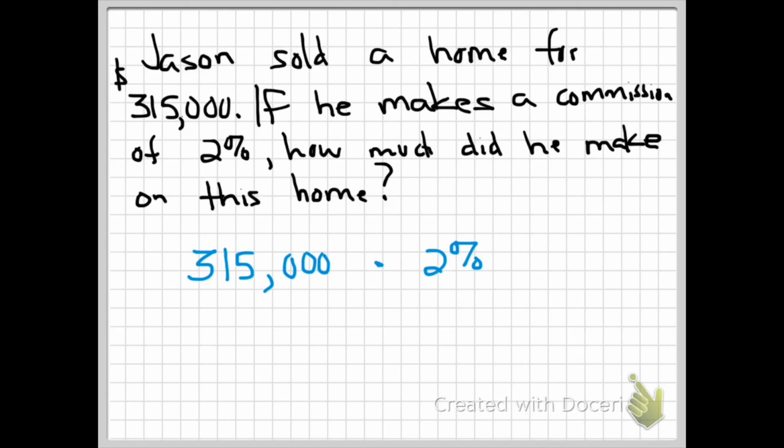So we got to remember to convert this 2% to a decimal, making it times 0.02, which might not seem like a lot just yet, but let's see what he's going to walk away with here. So 315,000 times 0.02, he still walks away with $6,300, so that's not that bad. All right, so that's talking about commission rate, all right?